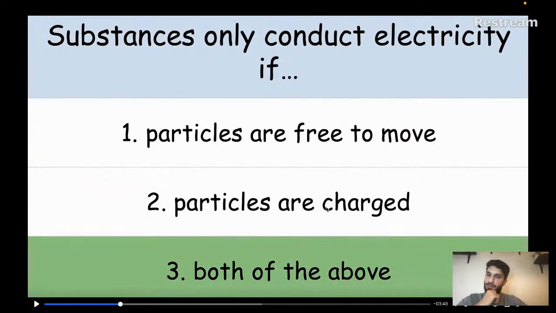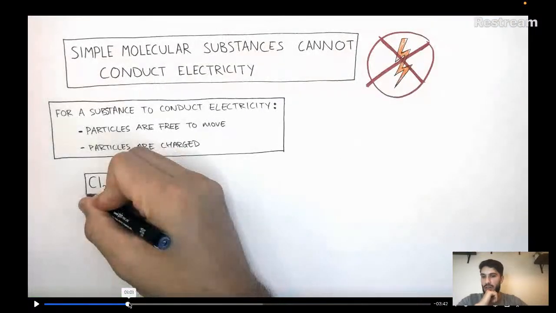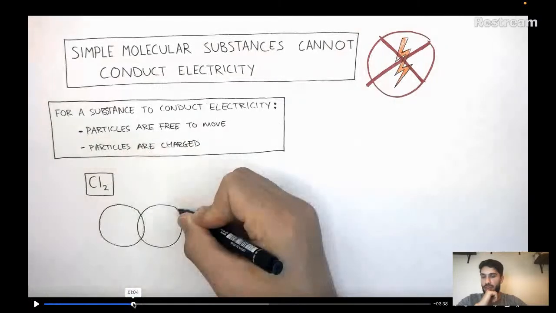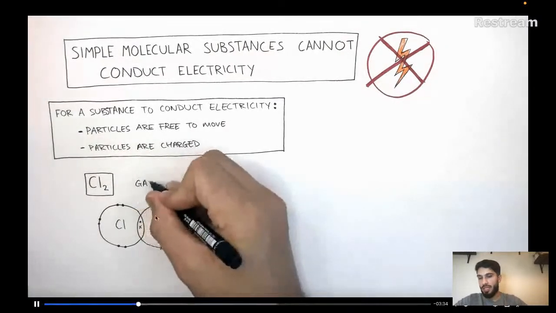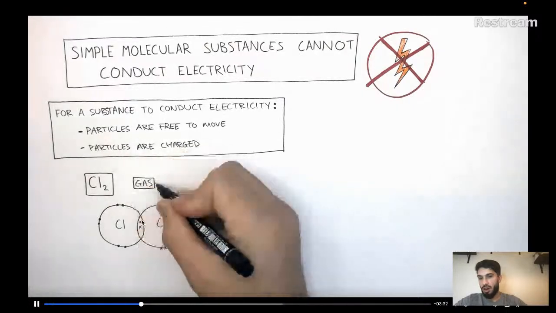Both of the above. Okay, the particles need to be free to move and the particles need to be charged. So let's look at chlorine. Chlorine is not charged. Why? When we look at this dot and cross diagram, we can see that the electrons are shared.